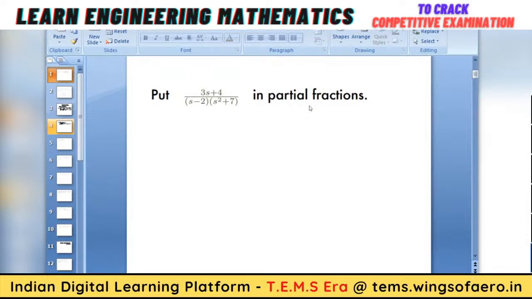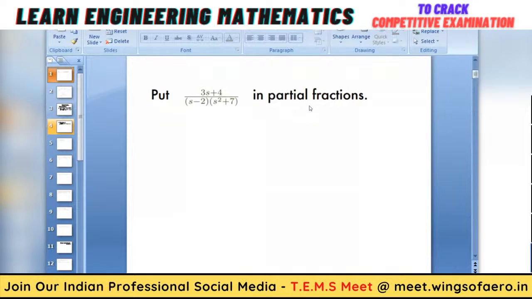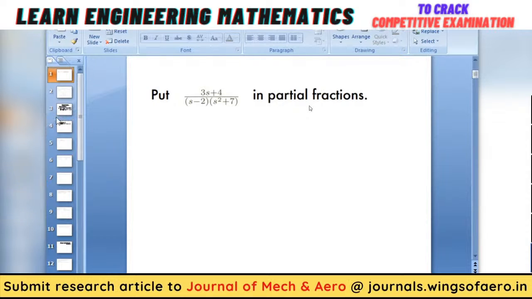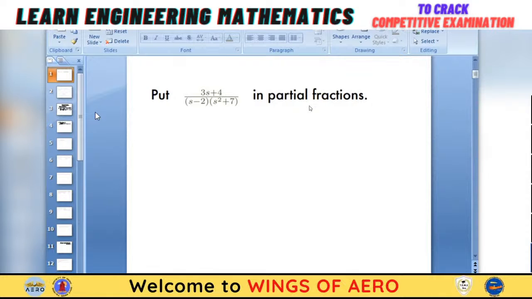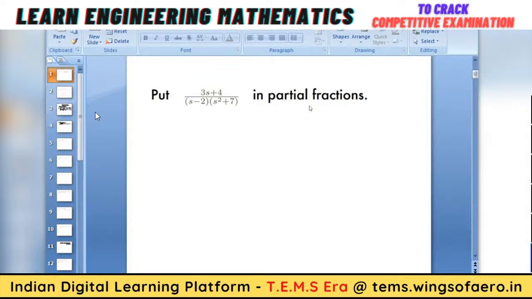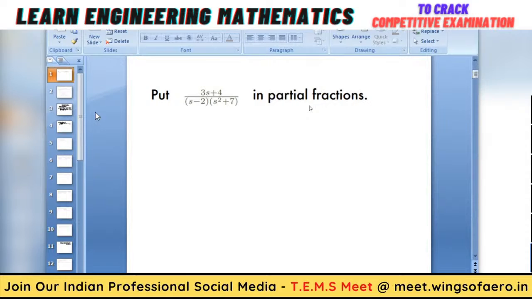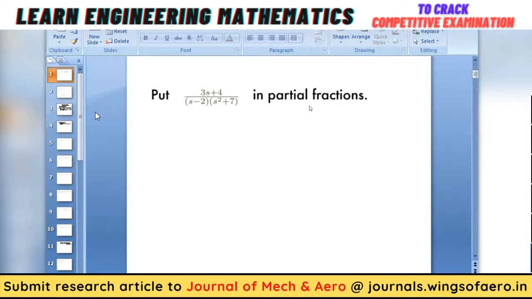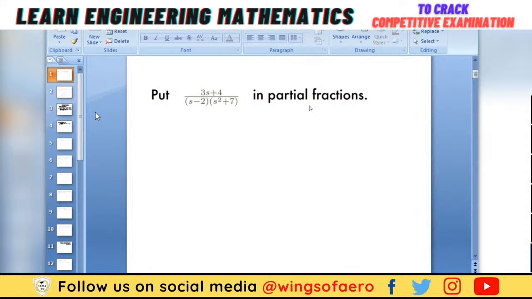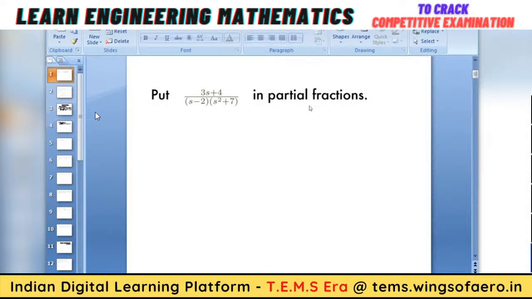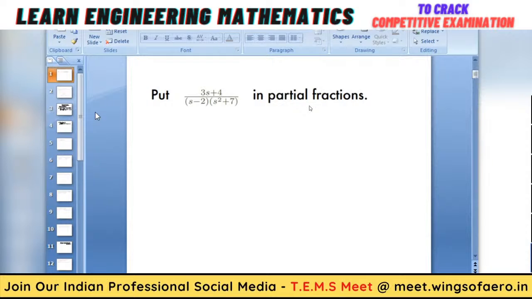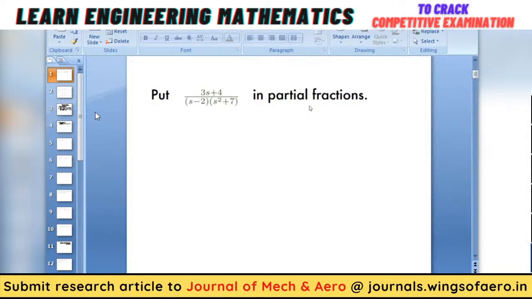One by s minus 2 plus 1 minus s by s square plus 7. Okay, I've got one answer. Any other answer? One minute more.